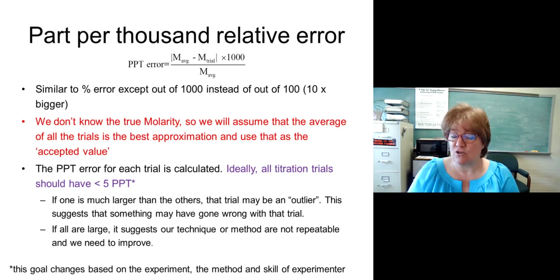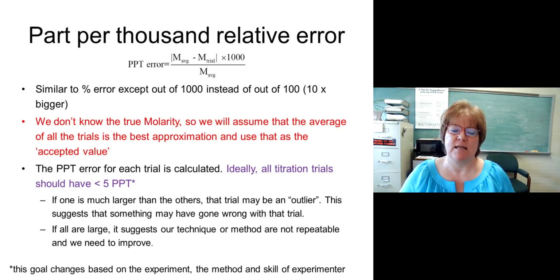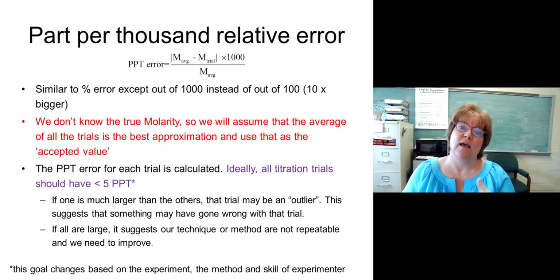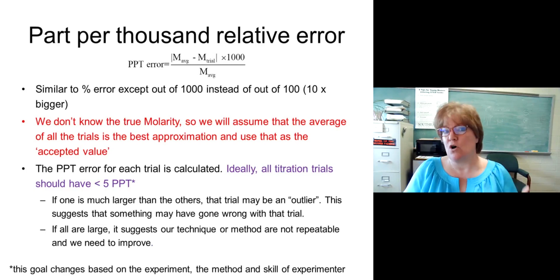Ideally, all titration trials should have lower than 5 part per thousand error. If not, if they're all far away, it means you didn't do very good work. Like you're kind of sloppy and you're getting numbers all over the place. If one is particularly much higher than the others, it suggests something went wrong on just that one, and that may be an outlier. We're going to do a statistical test for outliers in week 2, and we'll come back to that. You can't just decide, I don't like this number, I'm going to get rid of it. That's not experimentally accepted. You have to have evidence to reject a data point, and we'll talk about how you accumulate that statistical evidence to do so.